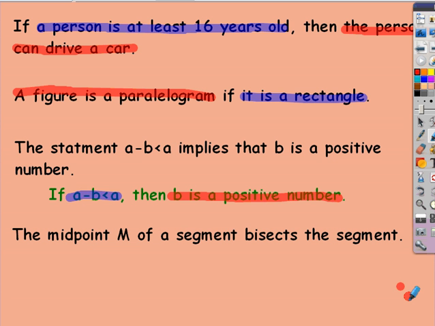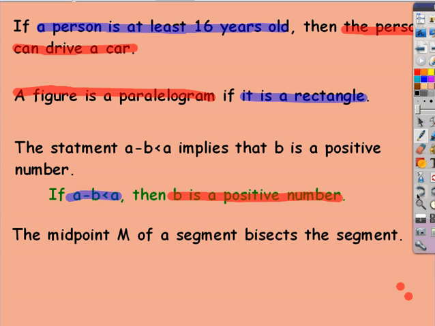The next one, the midpoint M of a segment bisects the segment. So if I read that, before it can bisect the segment, before I can get to this end piece down here, it has to be a midpoint. So the midpoint has to come first. Then we can say that it bisects the segment.